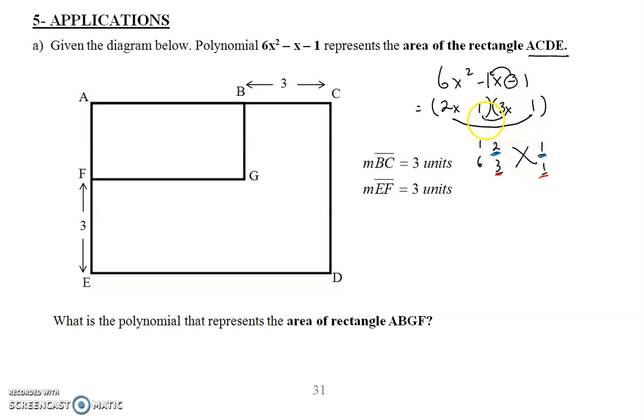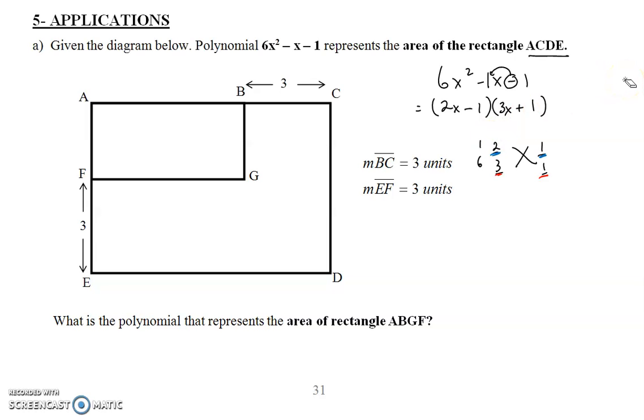Well, the 3x on the inside is going to have to be negative, and the 2x on the outside, multiplication, is going to have to be positive. So the negative is going to go on my first bracket, and the positive is going to go on the second bracket. So the area of the entire rectangle ACDE is 2x minus 1, 3x plus 1.